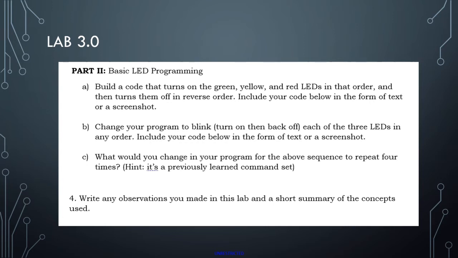The second part of part two is changing your program to blink each LED. So you're going to turn an LED on and then turn it back off right away, and you can do that in any order. You don't have to paste in your code for part C. You do have to include your code for part B. I've said that here in the instructions. But for part C, I'm just asking you to explain what you would change in your program to get your code to repeat 4 times. And I've given you a little hint there.